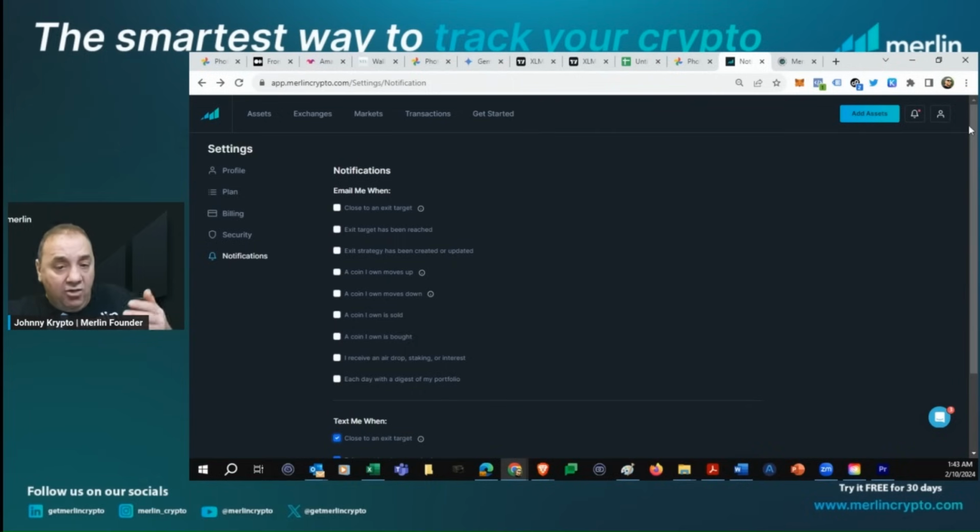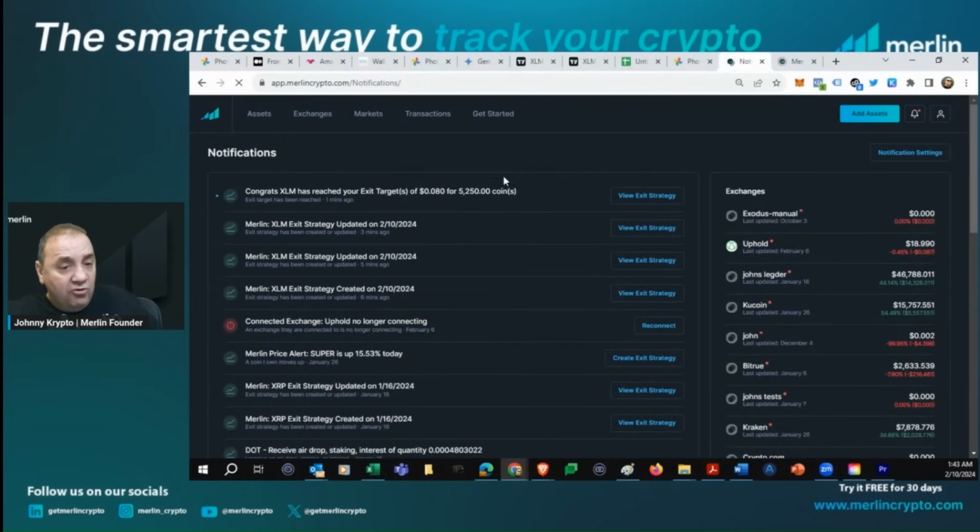So with that said, now let's go take a look here and see. You'll notice that because we have also a notification section here in Merlin, always look at the bell up top. If you see a red dot, that means you have a message. And you'll notice here, we actually hit one of our first targets. So I did lower the target, in an example, to 8 cents, since I know we're already higher than that price. And you'll notice Merlin is telling me, congratulations, your XLM has reached your first exit target of 8 cents. And it's telling me how many coins to sell. This will come as a text alert and an email, as well as right here in our notifications section. So you can be ready to go and know when to sell and how much you have to sell.